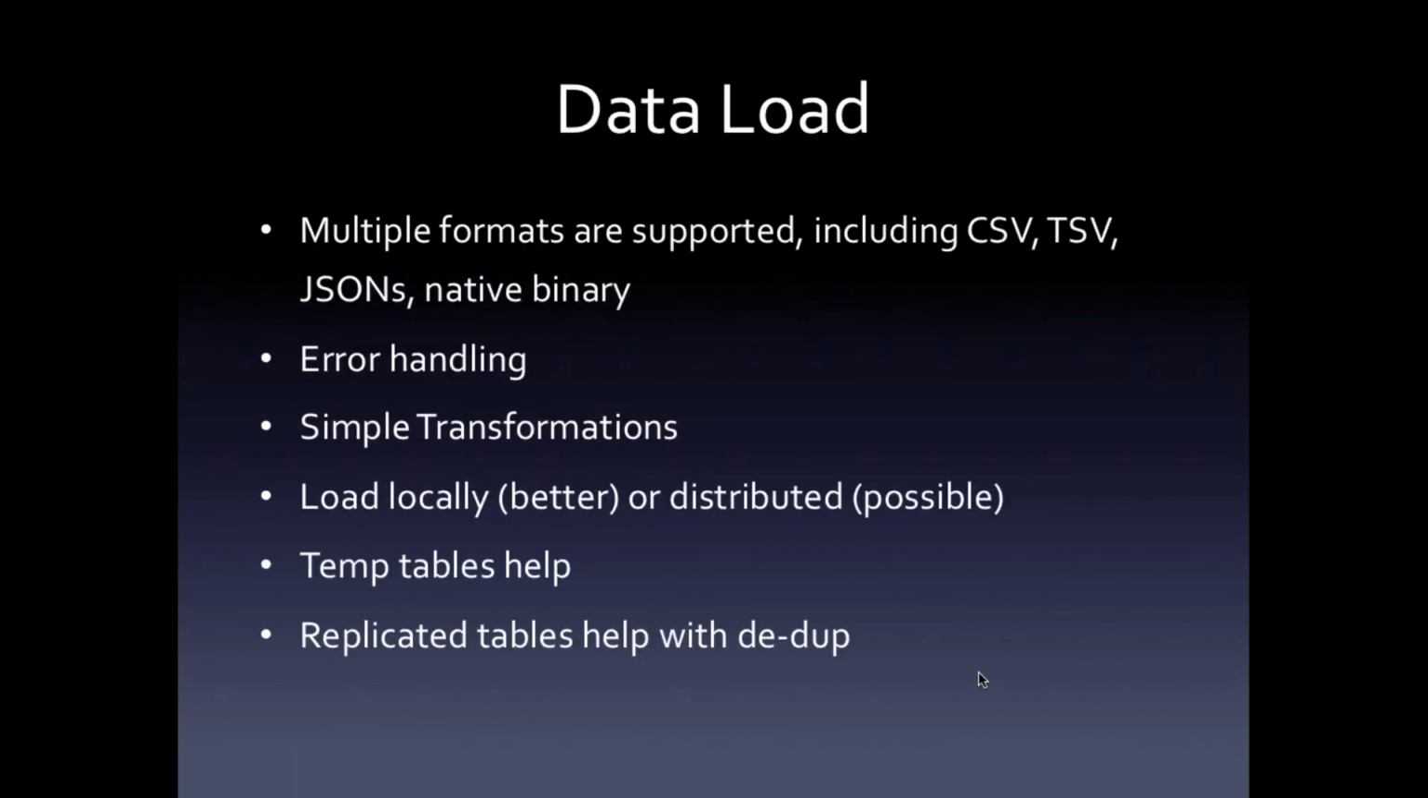So now let's talk a little bit about data load. ClickHouse supports multiple formats, including CSV, TSV, JSON, native binary, and some others. It has an error handling mechanism, and skipping up to certain error counts is possible. It's also possible to perform simple transformations during data load, but we don't use it in favor of a temp table as a staging place, and then move the data from the temporary table to the permanent table.